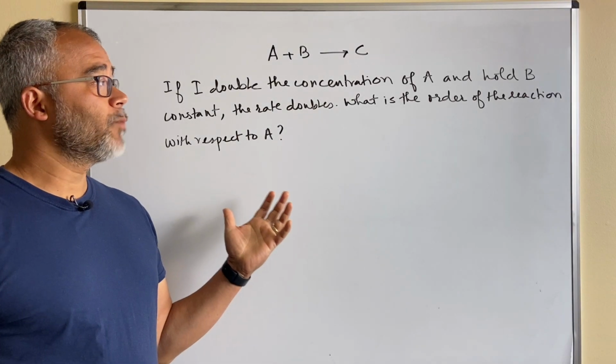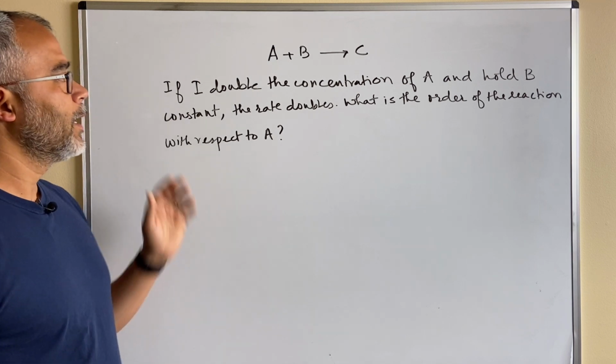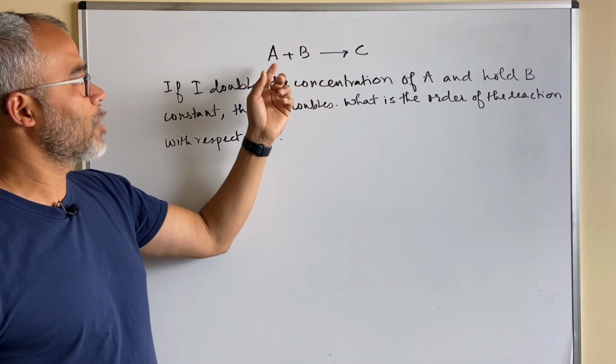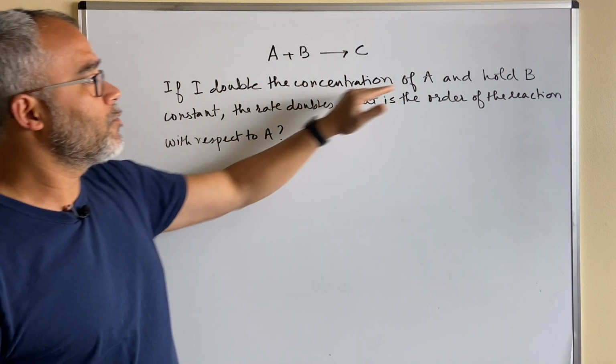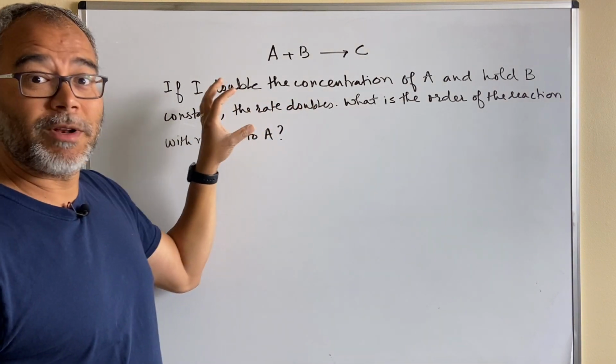Let's take a look at the problem where we're asked to figure out the order of the reaction with respect to A, okay? And the question is basically you have a reaction, hypothetical reaction, A plus B gives us C. And it says if I double the concentration of A and hold B constant, the rate doubles. So there's some information given to us.